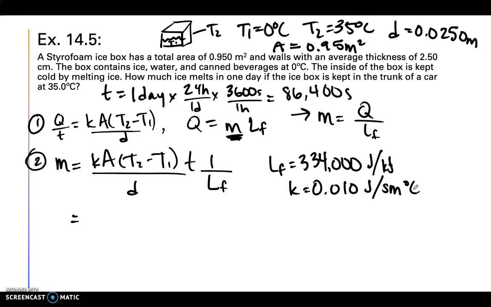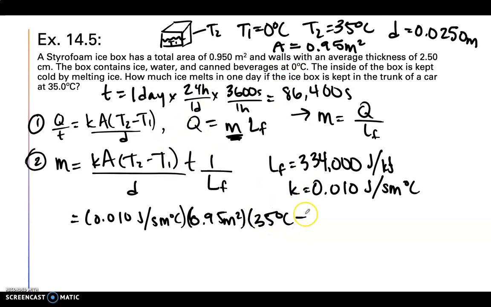Okay, these units are kind of funny looking. Okay, so let's go ahead and plug everything in. Times our area, 0.95 meters squared. Times T2, which is the hotter, that's going to be 35. T1, the cooler, divided by our thickness, 0.025.